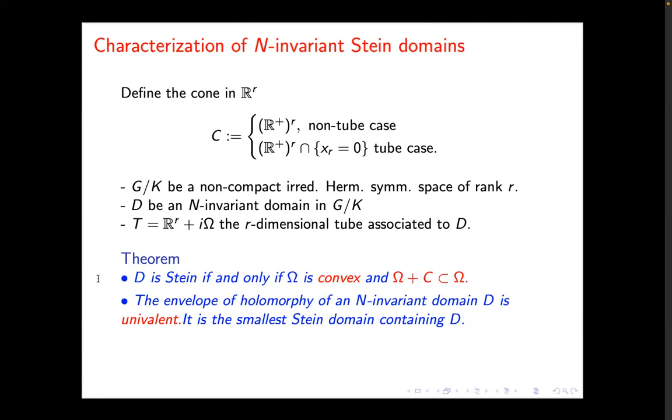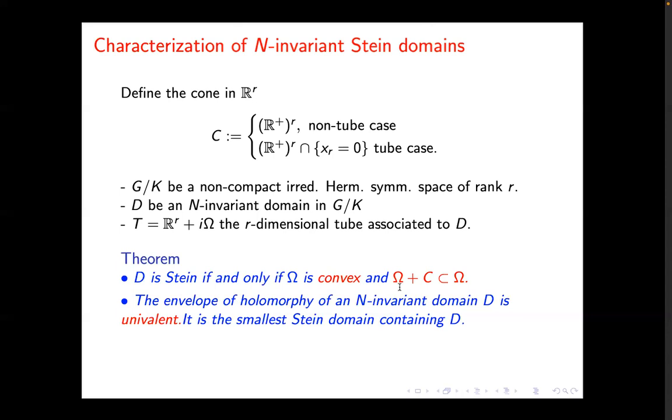So the first statement, which generalizes the Bochner tube theorem, is this: an invariant domain in G mod K is Stein if and only if the associated tube has a base omega which is convex and satisfies this additional property. This means that for every point x in omega, x plus the cone still has to be contained in omega.